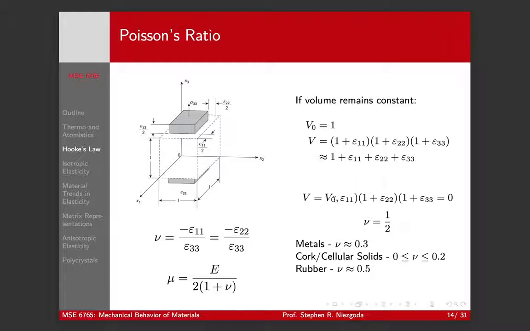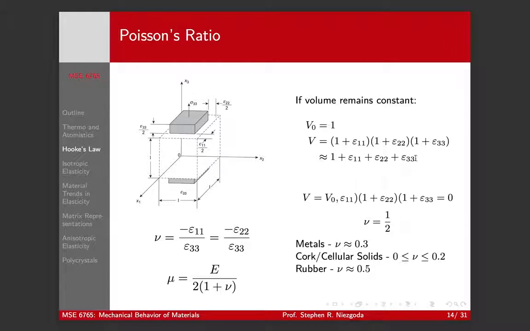So now if our volume were to remain constant, our initial volume equals 1, our final volume is given by this. And if we multiply this all out, the strain values are very small, so the squares of these strains are exceptionally small.